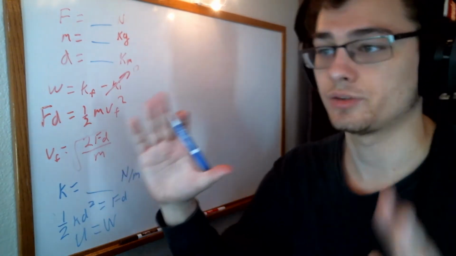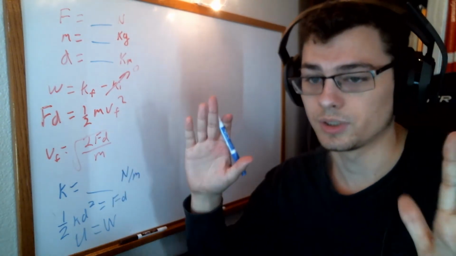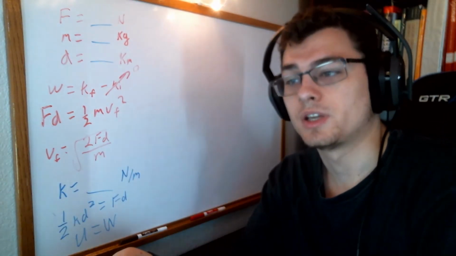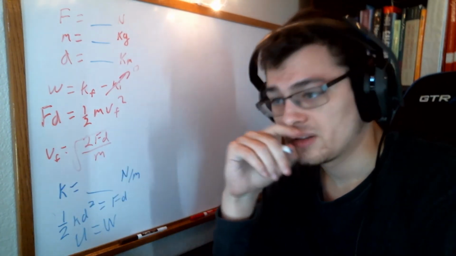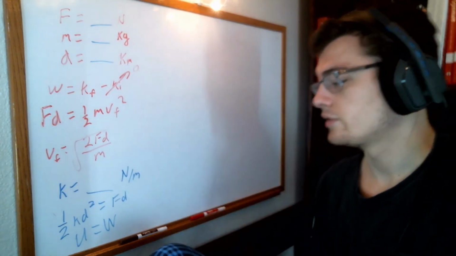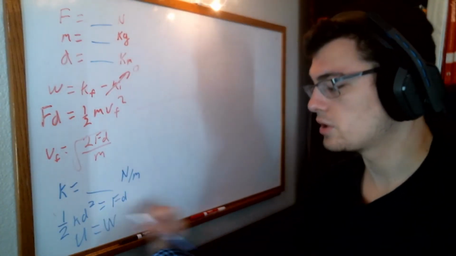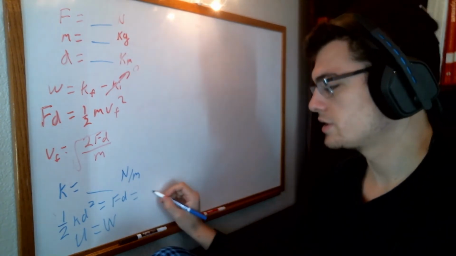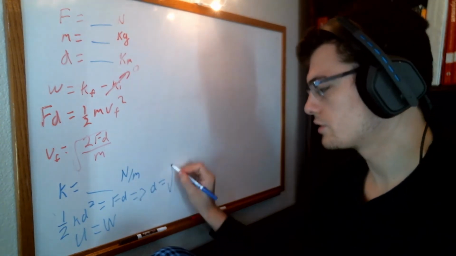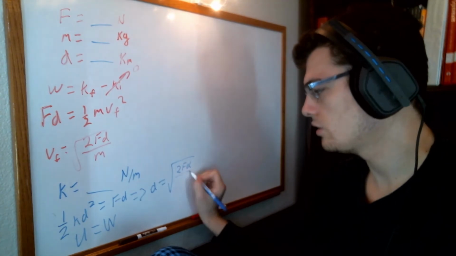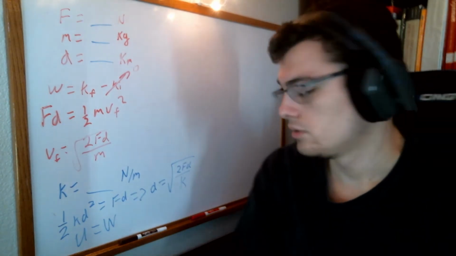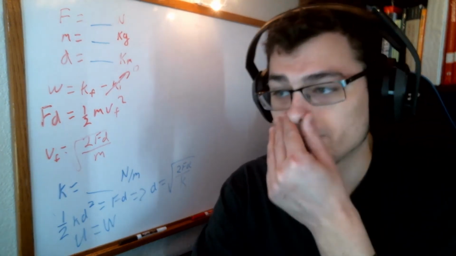So we're asking how far do we need to compress the spring in order for it to launch the plane at the same speed that we derived here, to launch this plane into the air. All we have to do is solve for d here, and we can easily see that d is going to be equal to the square root of 2Fd over k, and that will give you your distance in meters.